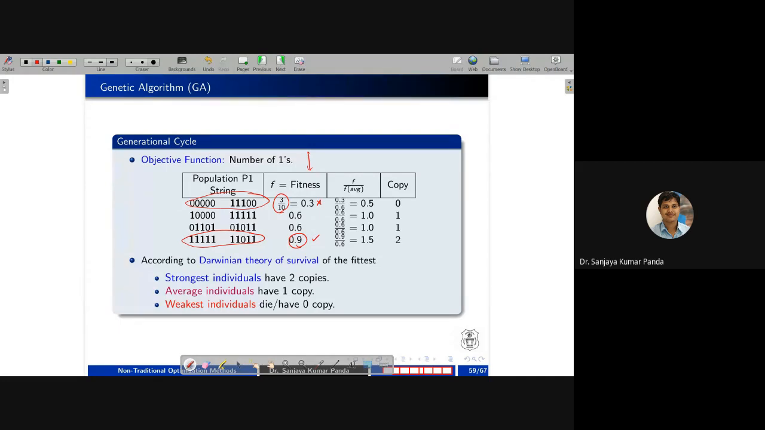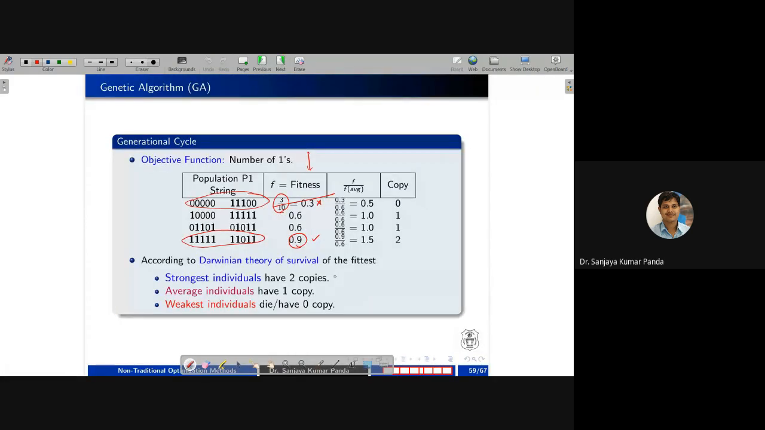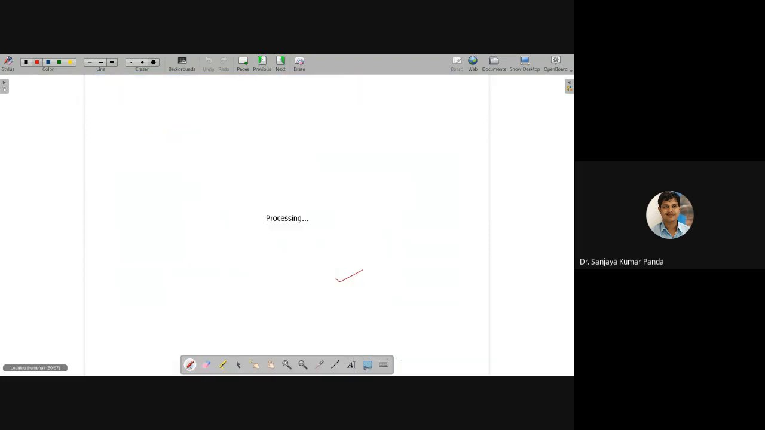So I can take multiple copies of the last population and I can discard the population P1. If you go for the Darwinian theory of survival, it suggests that the strongest individual has two copies, the average individuals have one copy, and the weakest individual has zero copies. Here the weakest individual is P1, that's why it has zero copies, but the strongest individual, that is P4, has two copies. Average individuals, that is P2 and P3, have only one copy. In this way it actually works.